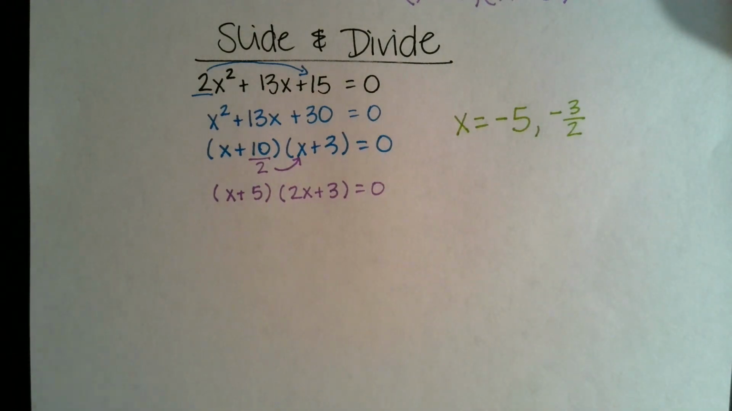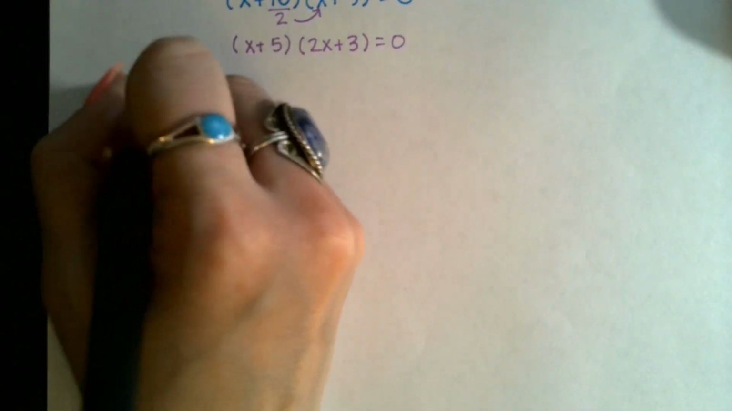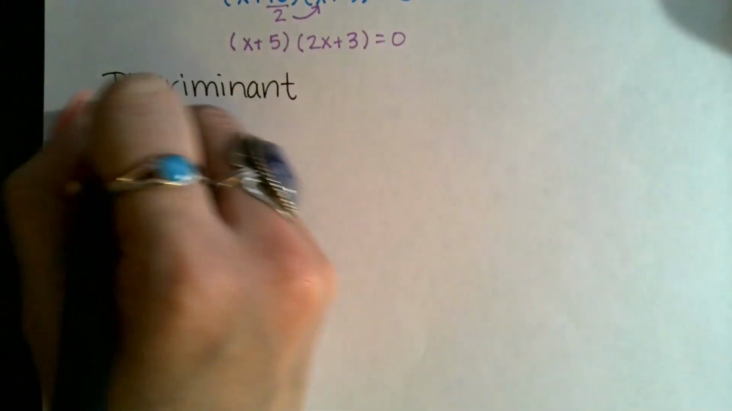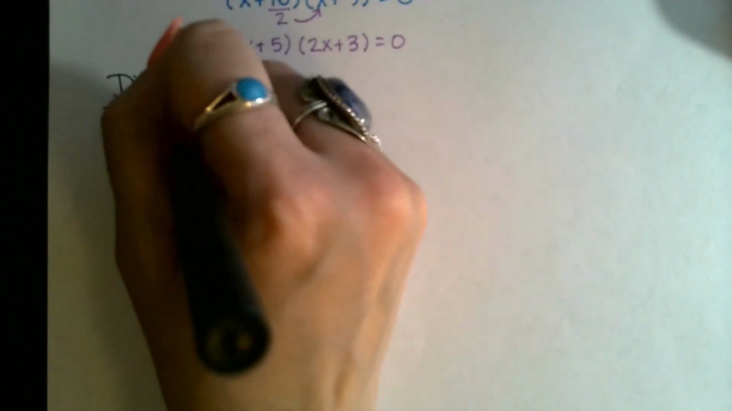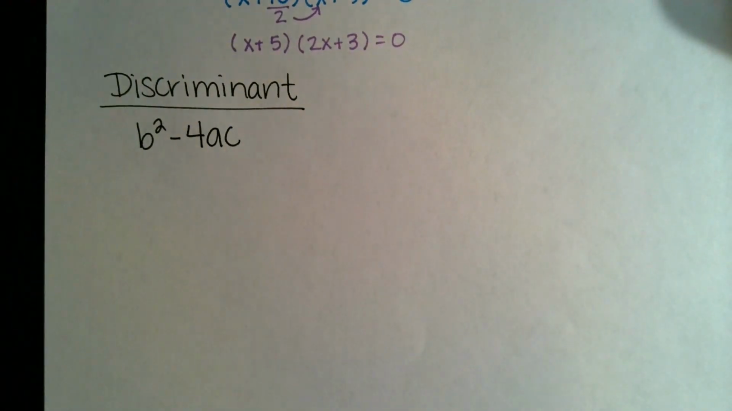Okay, we're so close to being done. Ooh, too far. All right. The discriminant. What is the discriminant? There it is, b squared minus 4ac. We were getting there, so close. The discriminant is what exists inside the square root of the quadratic formula.